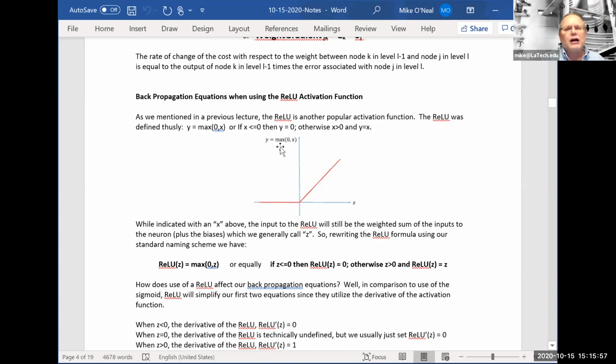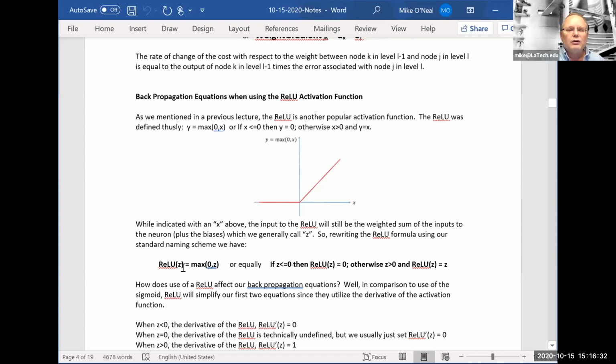ReLU basically says the output of this function is going to be the maximum of 0 or the input. Which basically means if your input is 0 or negative, the input's along the x-axis, the output's along the y-axis, so if my input is any negative value, then I just return a 0, right? Once I pass 0, my output will be equal to my input, okay?